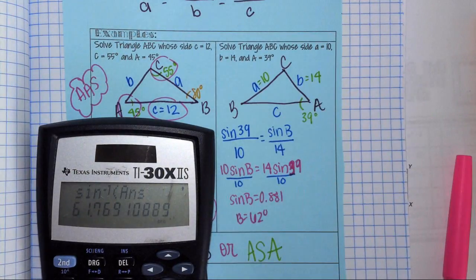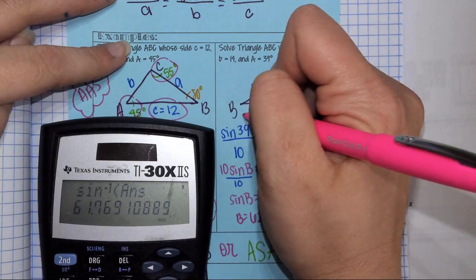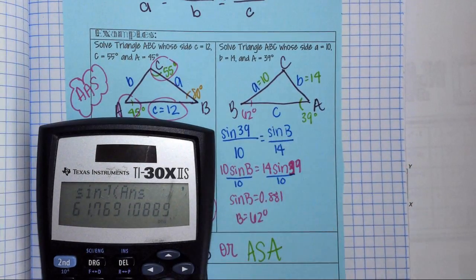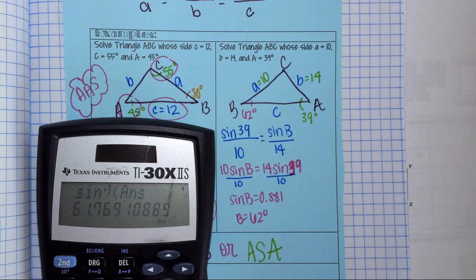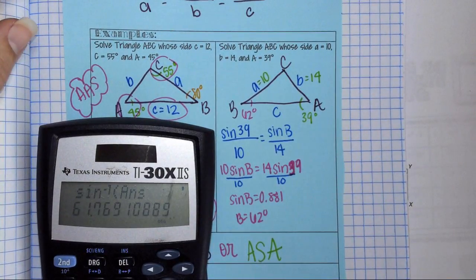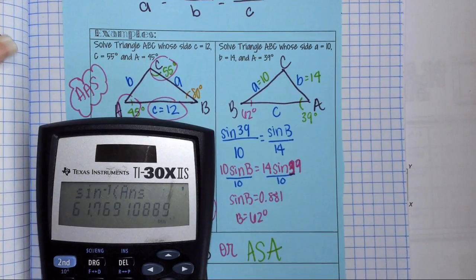Now that means that we have everything we need to be able to find side C. Why do we have everything we need if we don't have the angle of C? Because they do give you two angles. They give you two angles, and how can we find the third angle? You add these and subtract from 180. Yep, so add these together, subtract from 180.